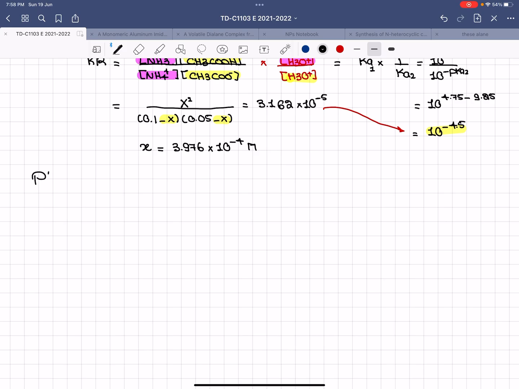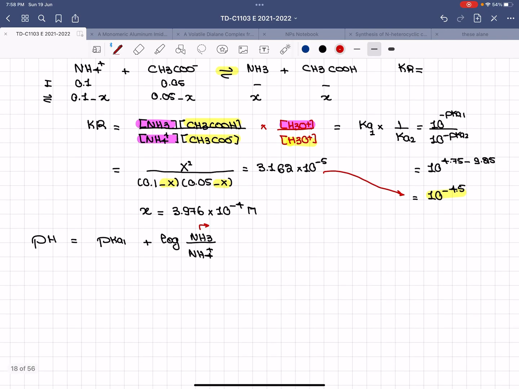The pH is either equal to pKa1, which belongs to the first couple, plus log the base NH3, of course the concentration, divided by the acid NH4 plus. And notice what to put in place of NH3. NH3 is basically X. NH4 plus is basically 0.1 minus X. And at the same time, the pH has to be equal to pKa2 plus log, Henderson-Hasselbalch of the second, CH3CO minus divided by CH3COOH. Okay? CH3CO minus is basically 0.05 minus X, and this is X.